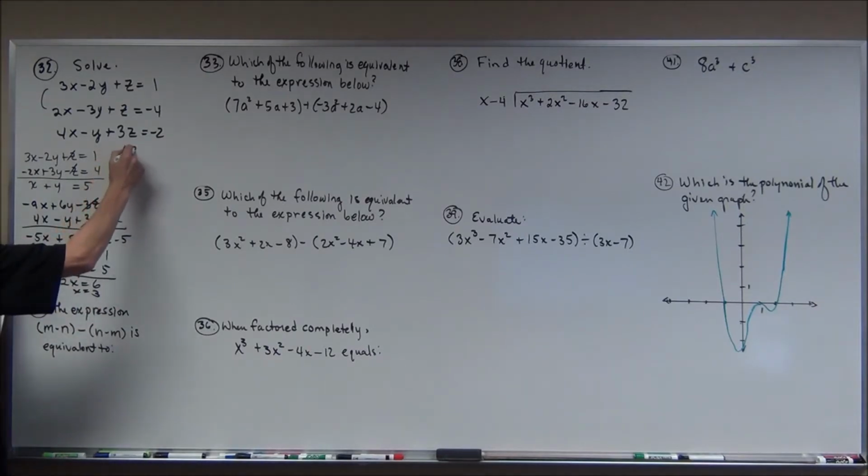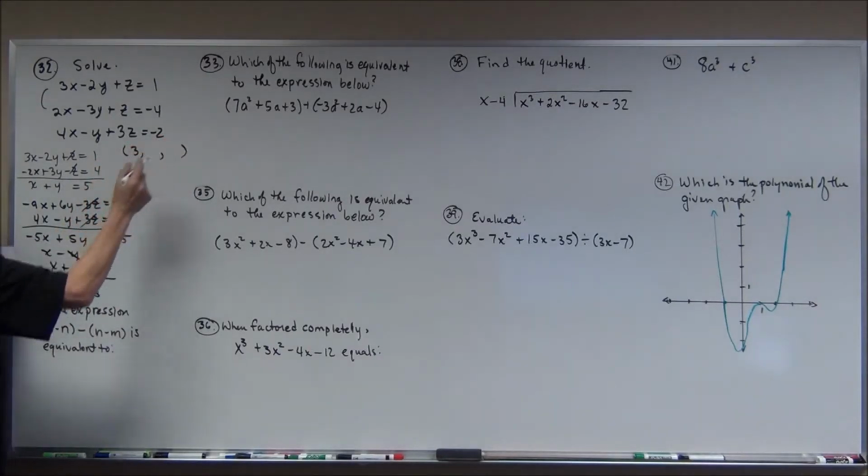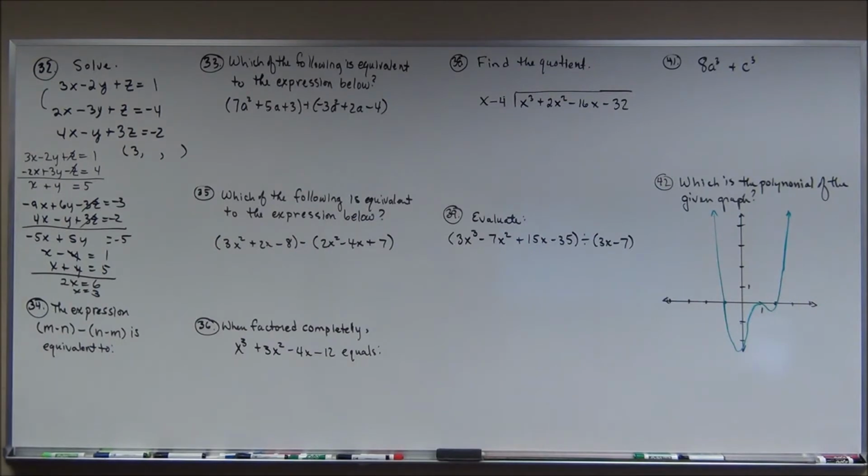So my answer is 3 comma something. I'm going to have an ordered triple here. Now I start looking through my answers. Answer A has a 3 in the x spot. Answer C has a 3. I've already eliminated two of them. So I got her down to a 50-50 if nothing else.